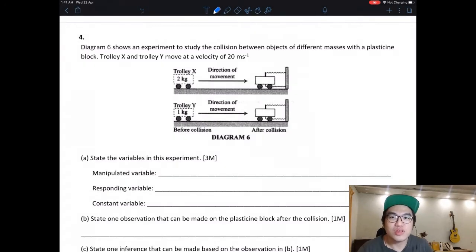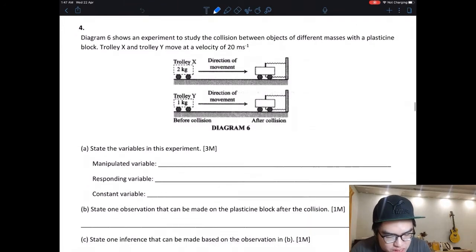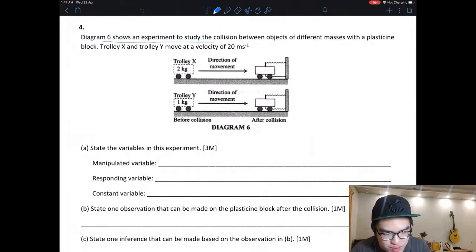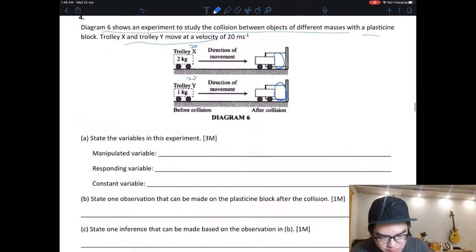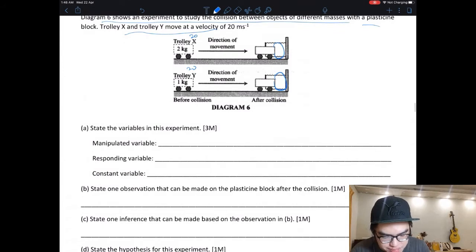Nothing too difficult here. Diagram 6 shows an experiment to study collision between objects of different mass with a plasticine block. So there's a plasticine here, I think. Not very clear here. So x and y move at a velocity of 20, so 20 and 20. What is the manipulated variable? That is the mass of the trolley. Can you see one is 2 kg, one is 1 kg?